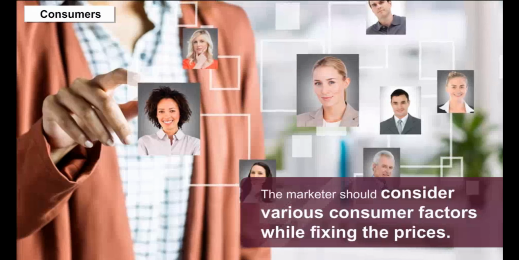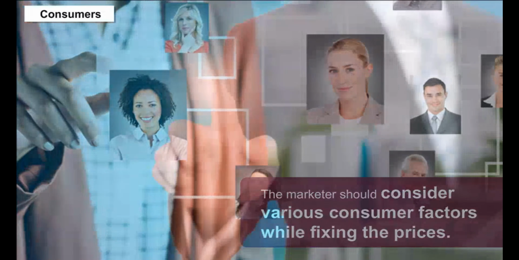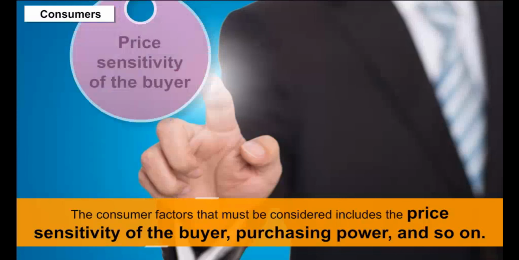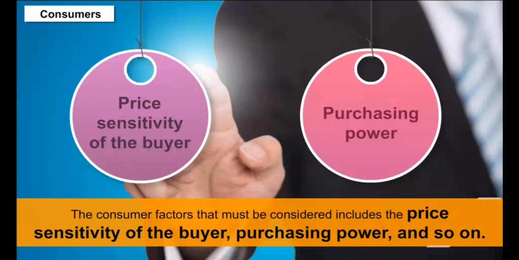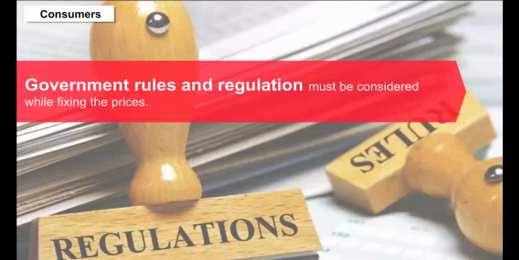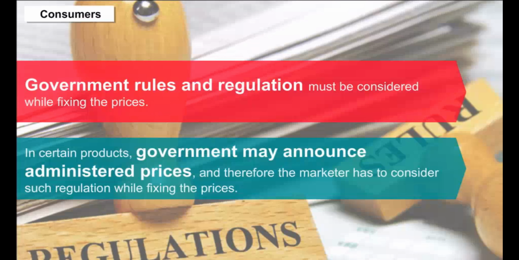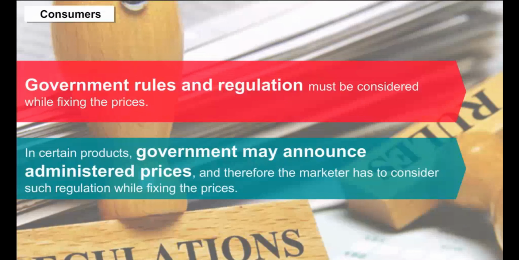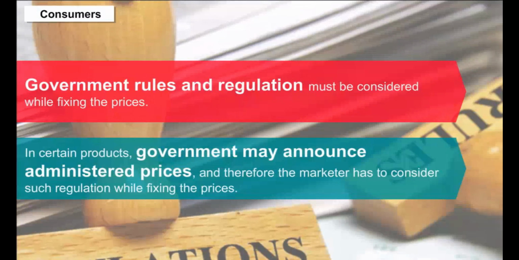Consumers. The marketer should consider various consumer factors while fixing the prices. The consumer factors that must be considered include the price sensitivity of the buyer, purchasing power, and so on. Government control. Government rules and regulations must be considered while fixing the prices. In certain products, government may announce administered prices, and therefore the marketer has to consider such regulation while fixing the prices.